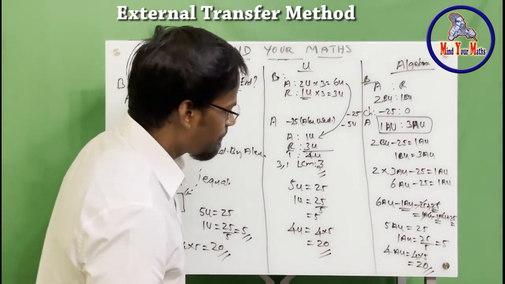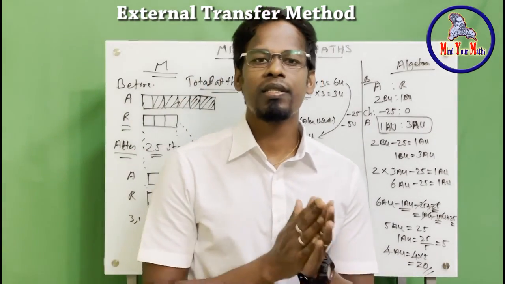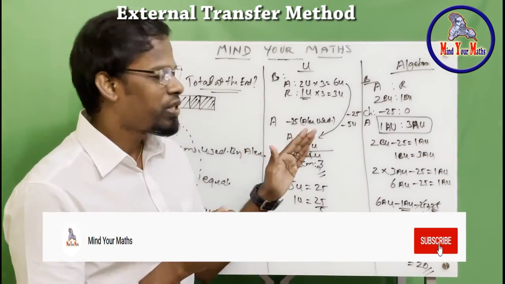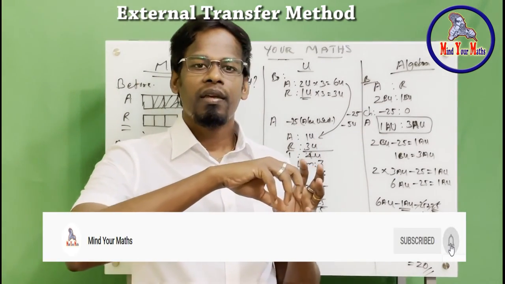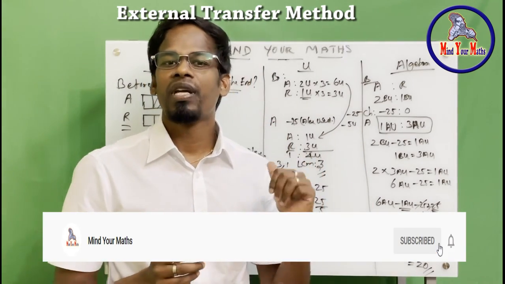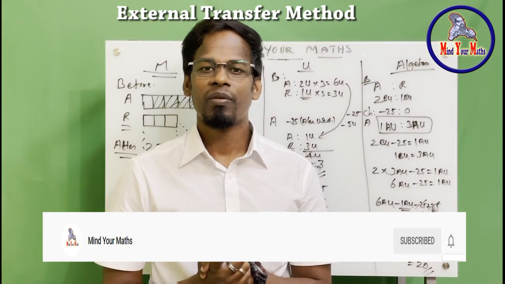All right guys, so this is what the external transfer method means, because Alex used the stamps, which means the stamps went away from him. So that is when you can use this strategy to solve the problem.